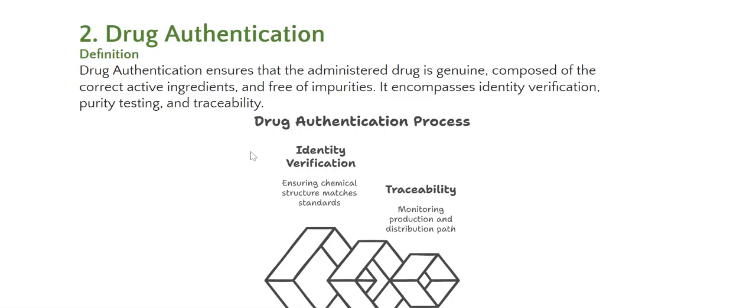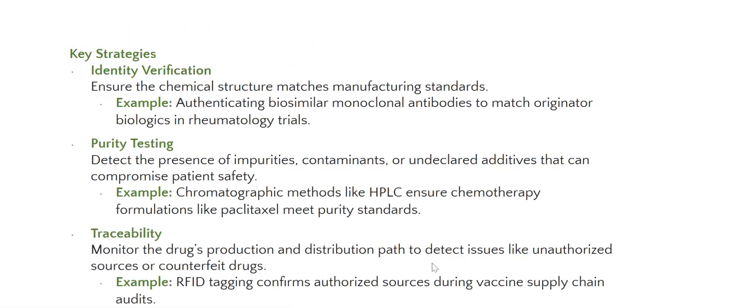And here's a summarized diagram on drug authentication process, from left to right: identity verification, purity testing, and traceability. The key strategies in drug authentication. Identity verification, ensure the chemical structure matches manufacturing standards, as for example, authenticating biosimilar monoclonal antibodies to match originator biologics in rheumatology trials.